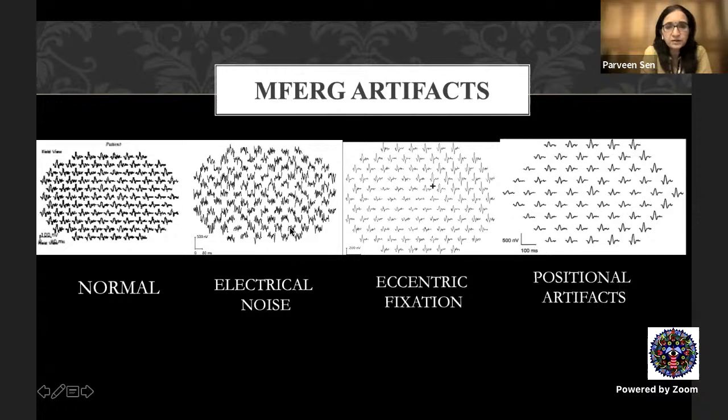This is just electrical noise from the background 60 Hertz. So this has to be interpreted carefully. When you see these multiple peaks, make sure you don't interpret them as a true MFERG waveform.